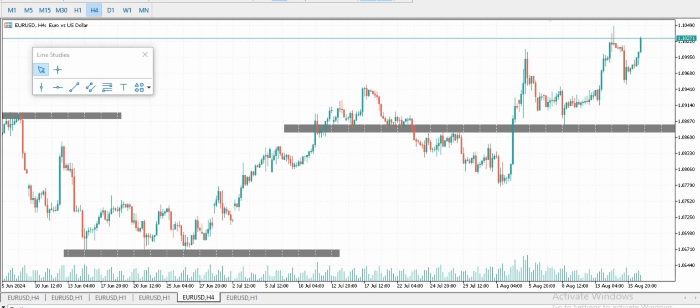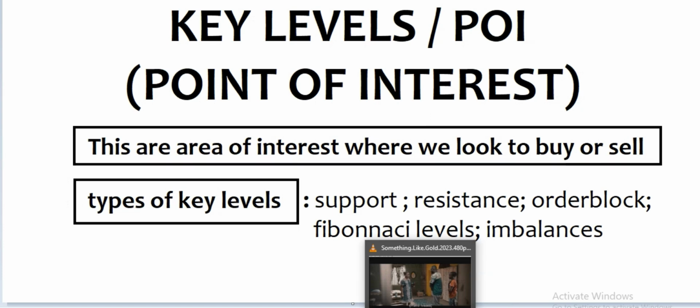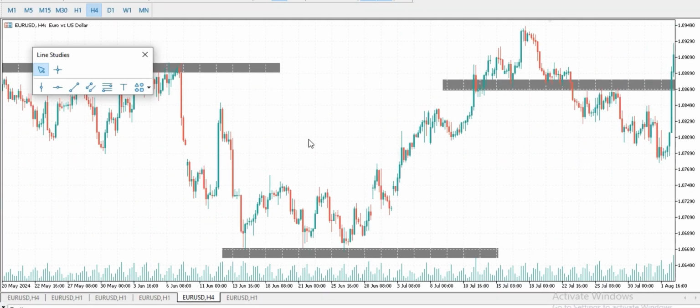So the next key level we're going to be talking about is order blocks. Order blocks are basically key levels.